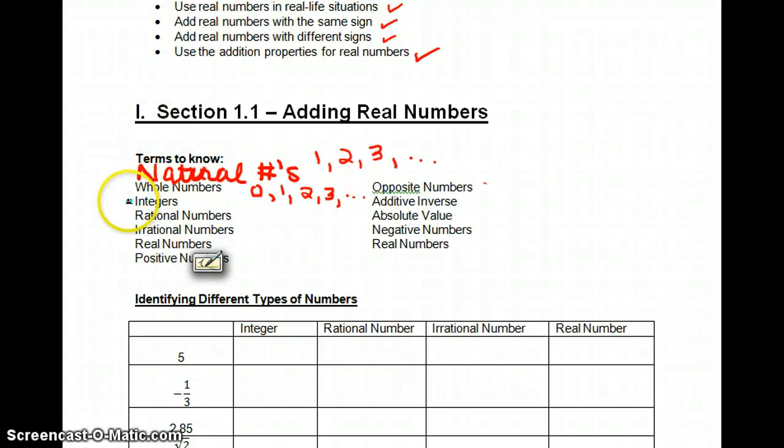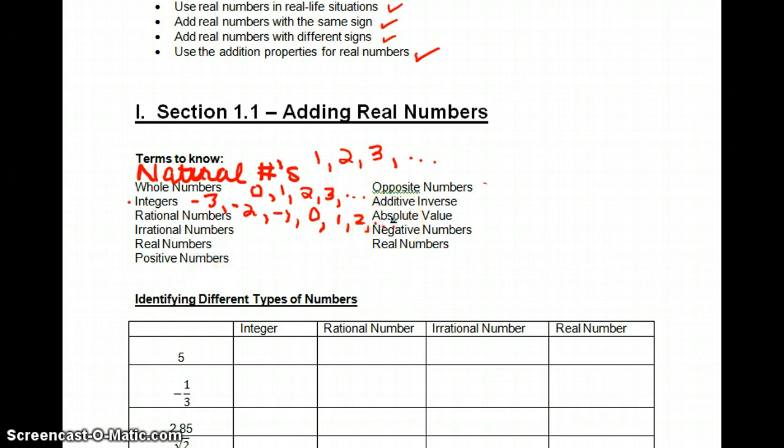Moving on, we get to the group of numbers called integers. Integers contain all of the whole numbers and all of the natural numbers, but they also contain all of the opposites of the whole numbers. So by definition, an integer is a whole number and its opposite. So those are the numbers like -3, -2, -1, 0, 1, 2, 3, etc.